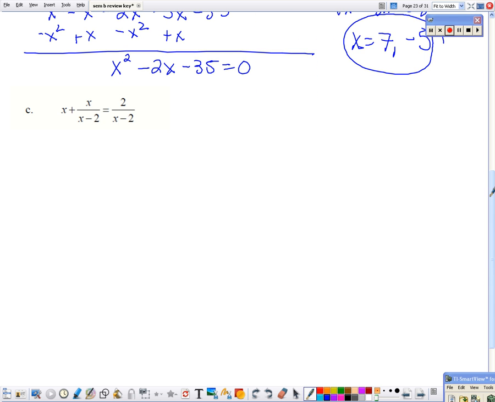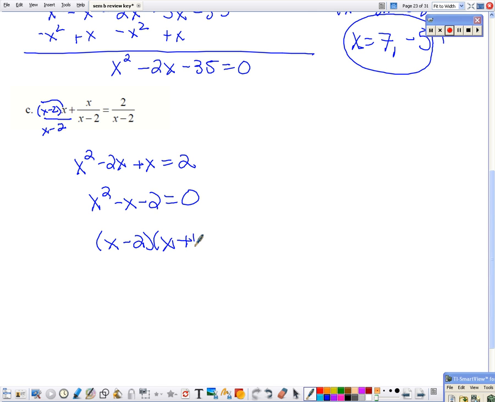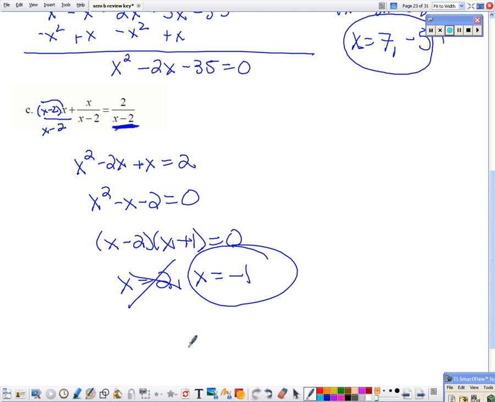Now for c, I can't cross multiply because this side isn't one fraction. But if I make every denominator x minus 2, I can set my numerators equal. So I get x squared minus 2x plus x equals 2. I distributed this x. Well, that's x squared minus x minus 2 equals 0. And that factors. So x equals 2 or x equals negative 1. But when I plug 2 back into my denominator, I get 0. So that's extraneous. It's not an answer. My only answer is negative 1.